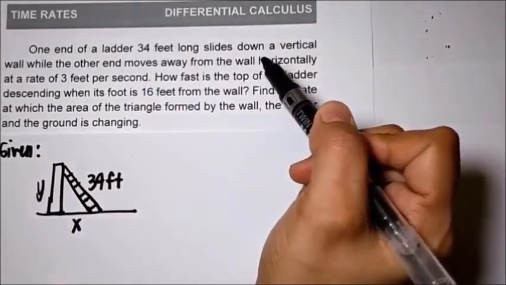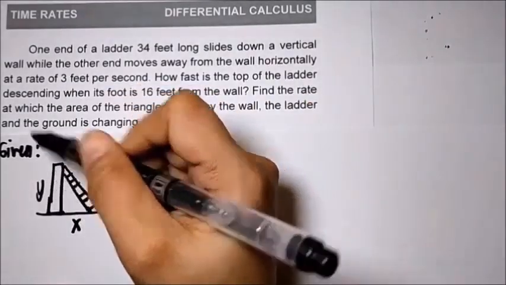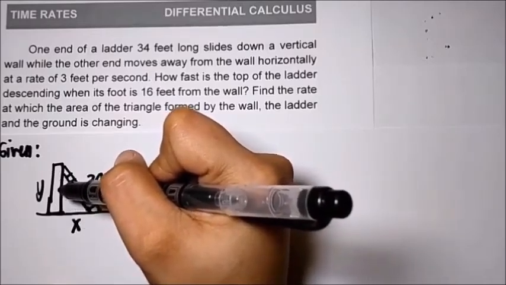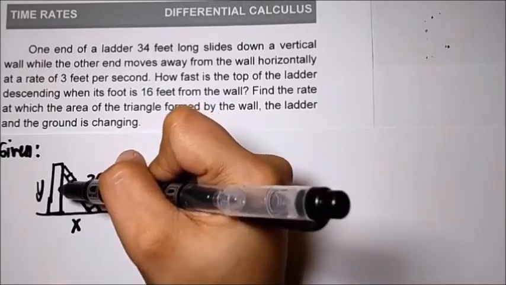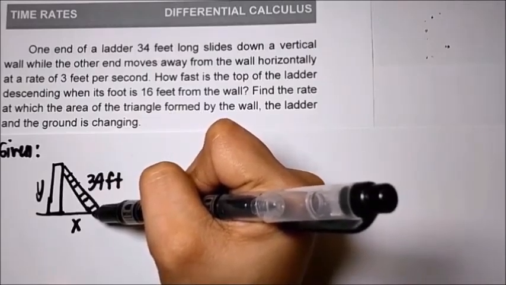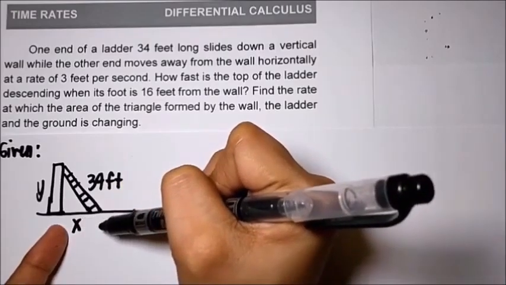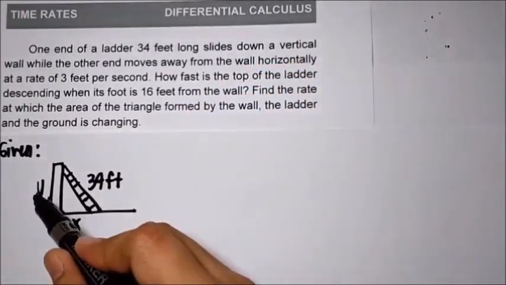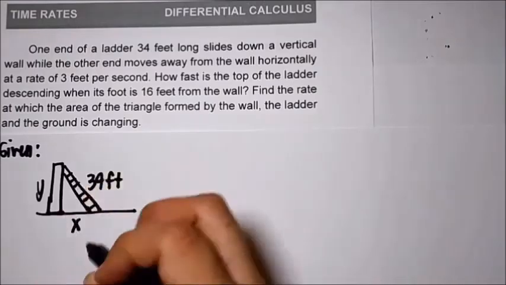So one end of the ladder slides down the vertical wall. So it means that the top of the ladder slides down the vertical wall, so the value of y is decreasing. So we'll be having a negative rate of change. Since this would be descending, the bottom of the ladder would be moving away from the wall, so we'll be having a greater value for x, so a positive rate for x. So the rate of y is dy over dt, and the rate of x is dx over dt.